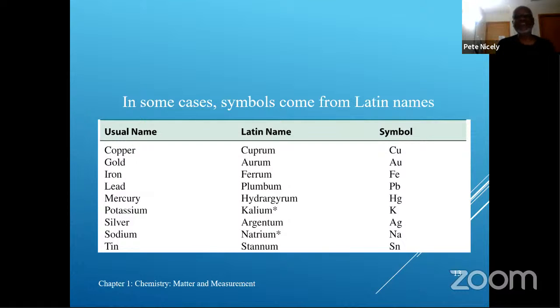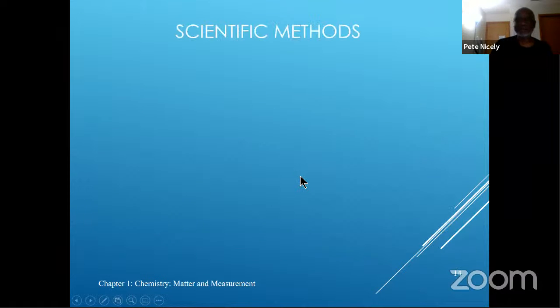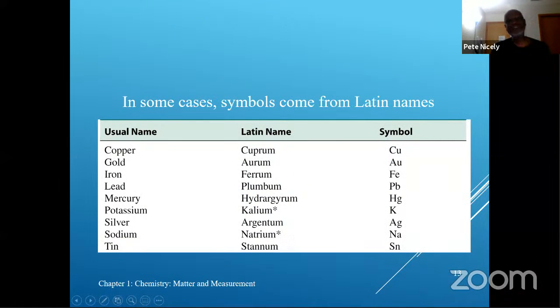The reason why is because very often the symbol in those cases will be derived from the original Latin name of the particular element. So for example, as you can see on the screen, in the case of copper, the symbol is Cu. That's because the Latin name for copper is cuprum, all right? And one can see that for the other elements in this list right here.